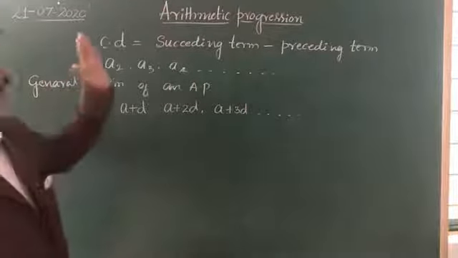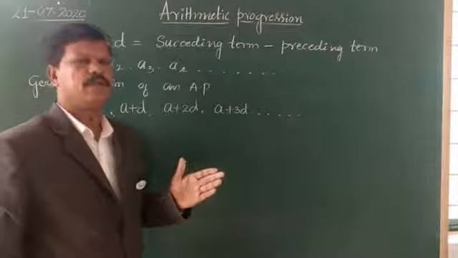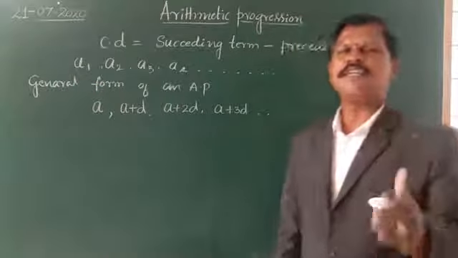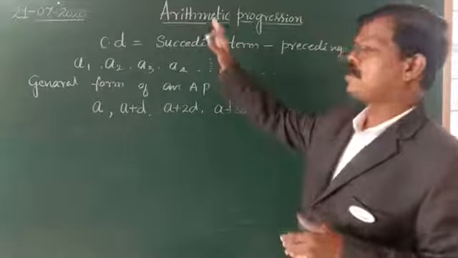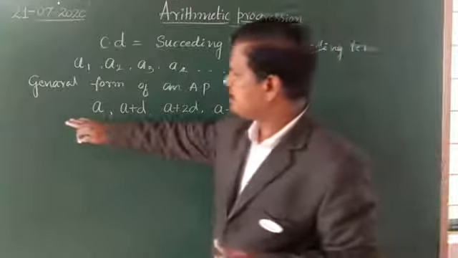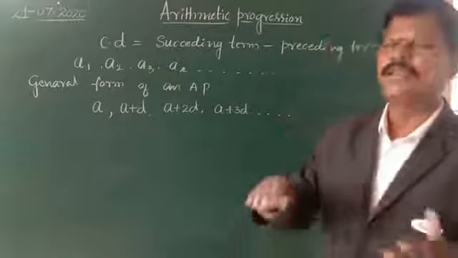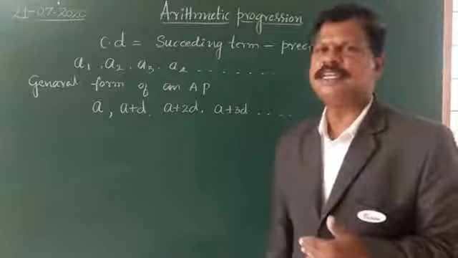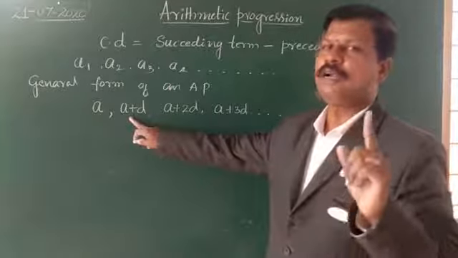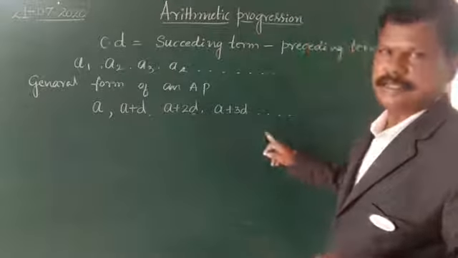Here, according to the definition, the terms of the AP should have a common difference. That means the constant difference. Then only it is called an arithmetic progression. So the general form you can write like this: A, that means there is no D. Now to write its succeeding term, we should add D, common difference, to this. Okay, so like this we will get.